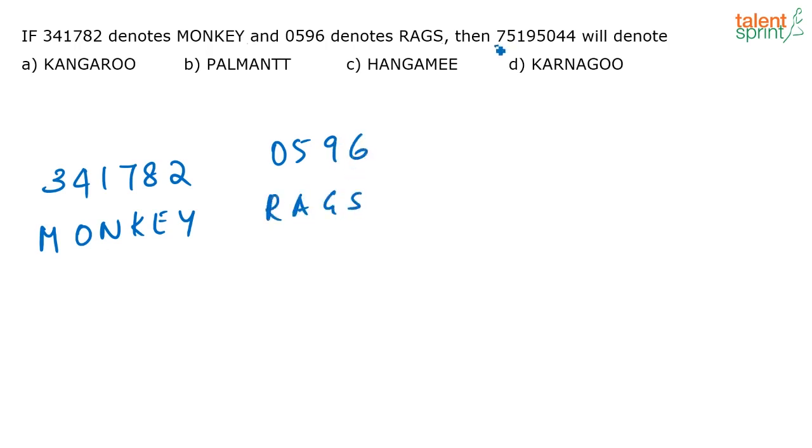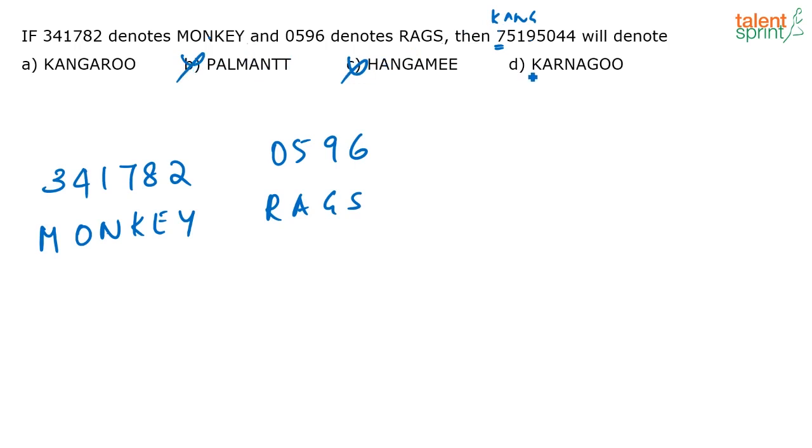Now, what is the first number here? 7. 7 stands for K. 5. Again 5 stands for, you can look here itself, correct? 5 stands for A. 1 stands for N. Okay, see 1 stands for N. Then you have 9. 9 stands for G. So at this point itself, you know these options are already gone. In the first step itself, I eliminated these two. When I wrote K here itself, I know these two options are not correct.